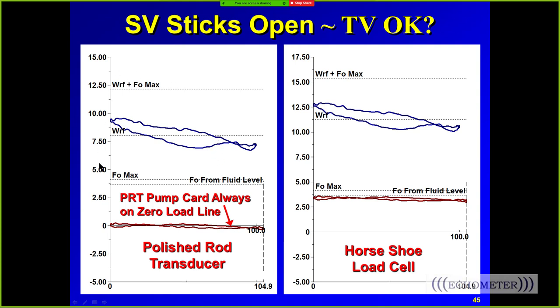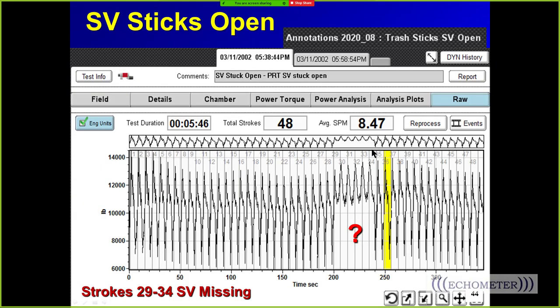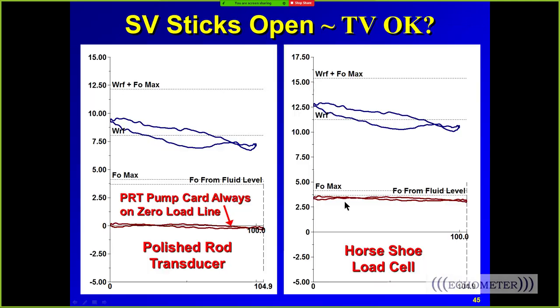So this is an example where, when we look at these two, this is the same data. If we look at this data right here and plot it as a surface card and pump card, this is the plot of the data if it were measured with a horseshoe load cell. But it was actually measured with a polished rod transducer. And with the polished rod transducer, the way we determine the zero offset is we always set the pump card on zero. So here this would be the pump card load zeroed, and it should be positioned up here.